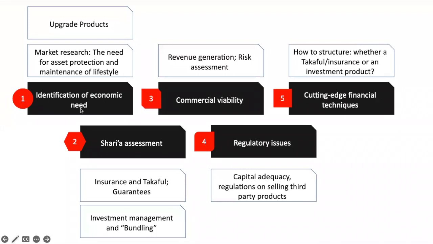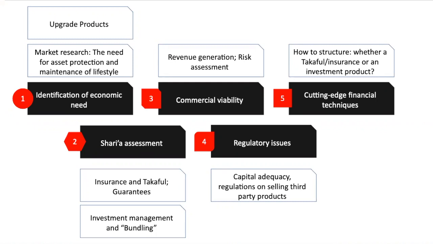First, identification of economic need. This would be done by way of market research, by the research department of the bank, on the need for asset protection and maintenance of lifestyle. A concept note would come from somewhere, maybe the research department or one of the financing departments of the bank. This concept paper would be shared with the Sharia team. So Sharia assessment is important. This is a new thing we want to do. What does Sharia think about this one? They would look into whether this is in compliance with Sharia, whether this should be considered an insurance and takaful product, or whether this could be a guarantee kind of product. Investment management and bundling, all these things would be discussed and assessed by the Sharia department.